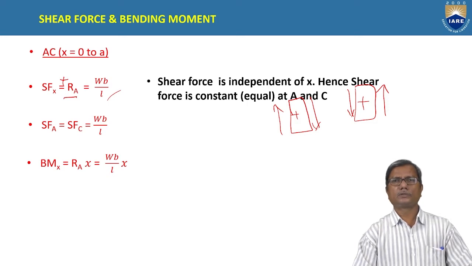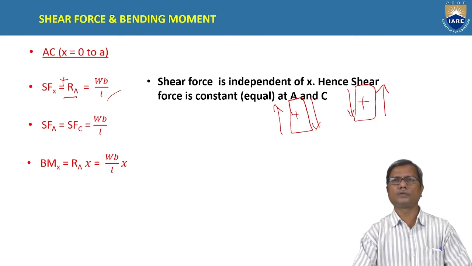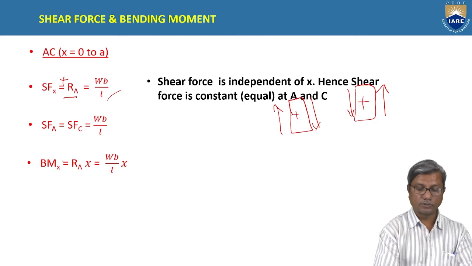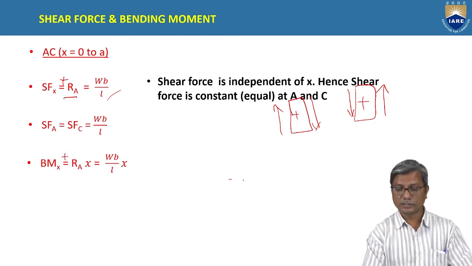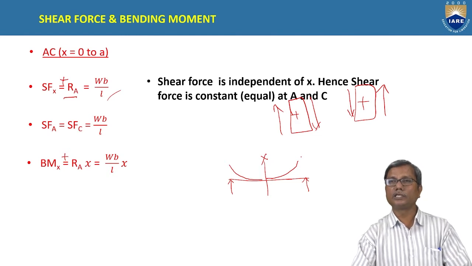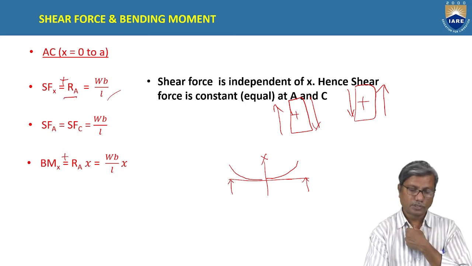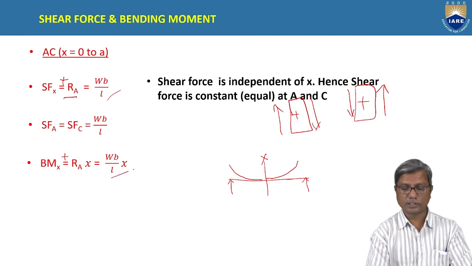So the bending moment at X is equal to the algebraic sum of the moments of all the forces lying or acting to the left of the section. In this particular case, we have only reaction RA to the left of the section. So the bending moment at X will be RA into X. And this is positive again as per our convention. Our convention is the forces acting upwards produce sagging bending moment, left side or right side, both sides. The forces acting upwards produce sagging bending moment, and this moment is taken positive. So here RA, acting upwards, produces sagging moment, and hence it is positive. So RA into X, RA is WB by L, into X. This is the bending moment.